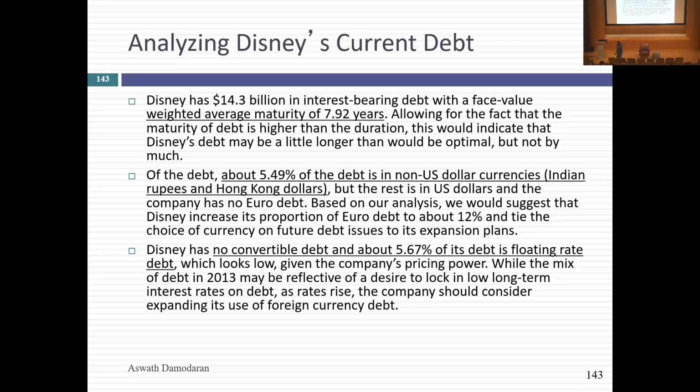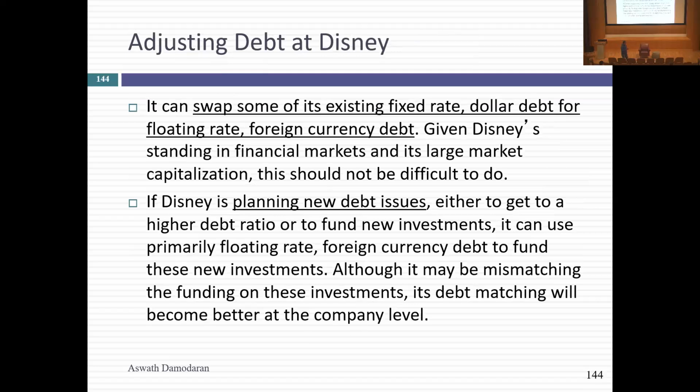So here are the tactics you can use to try to fix this mismatch. One is you can do swaps. Basically take some of their fixed rate dollar debt and swap it for floating rate foreign currency debt. It's easy to do. You can overnight fix the problem. But for Disney, I'm going to suggest an even lower cost option.